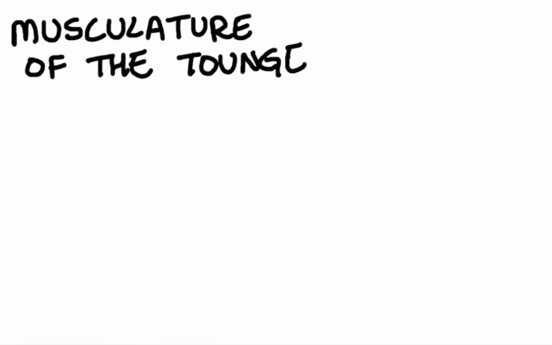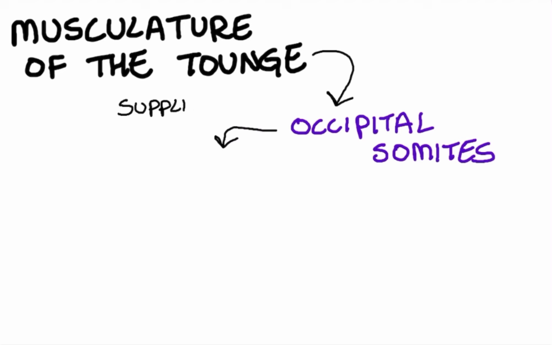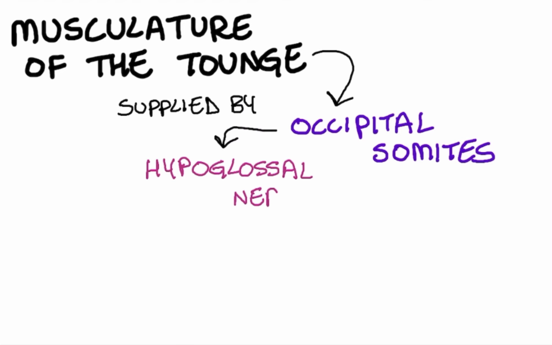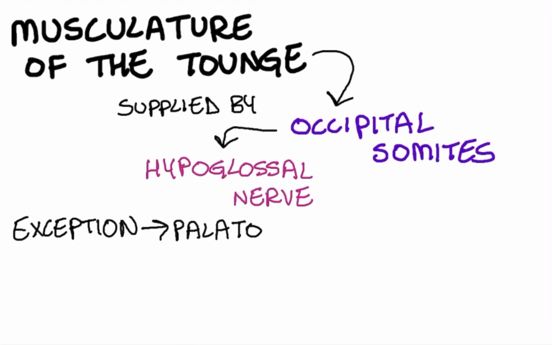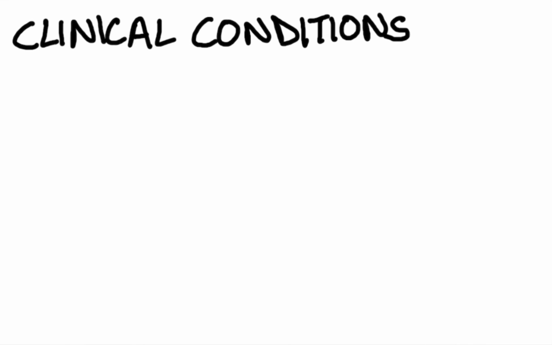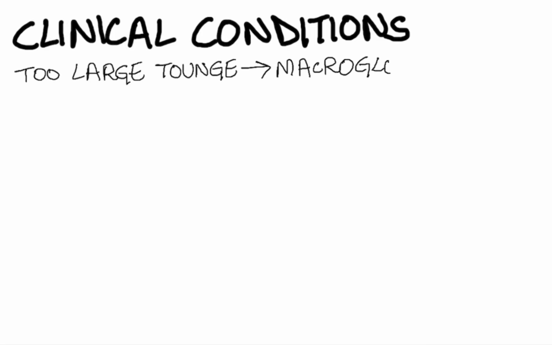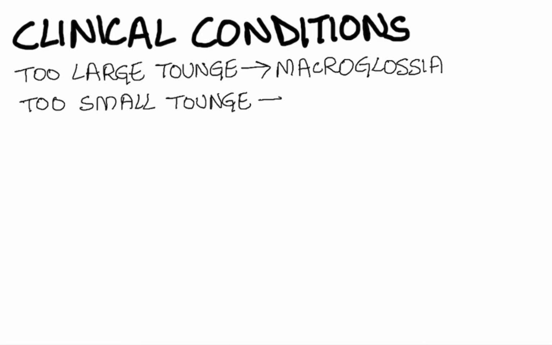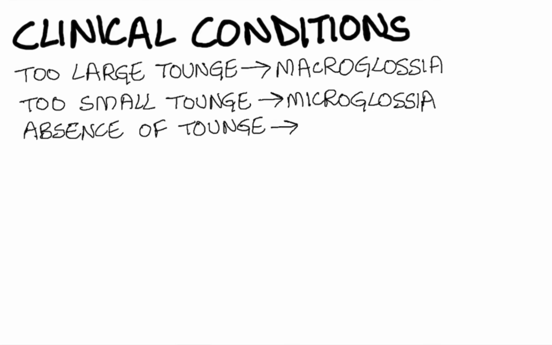Coming to the development of the musculature of the tongue, they are derived from the occipital somites and are supplied by the hypoglossal nerve. One exception is the palatoglossus muscle, which is supplied by the vagus nerve. Moving to the clinical conditions that are related to the embryology of the tongue, too large a tongue is called macroglossia, too small a tongue is called microglossia, and absence of tongue is called aglossia.